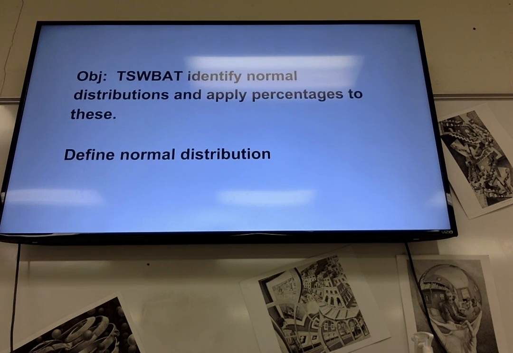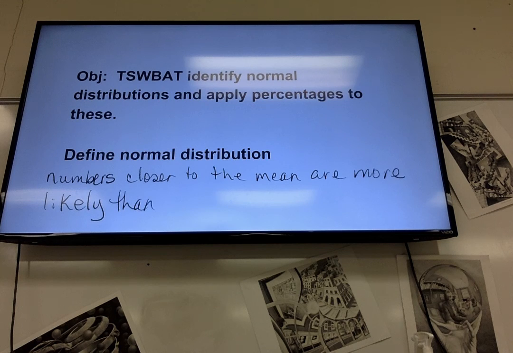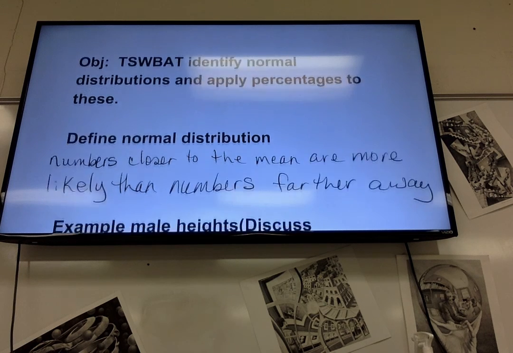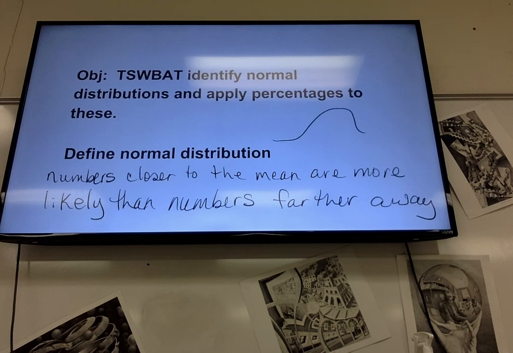So normal distribution is defined as basically numbers or data closer to the mean are more likely than numbers farther away. And it basically looks like that. It's that little bell shape.